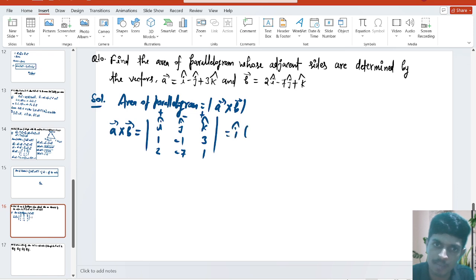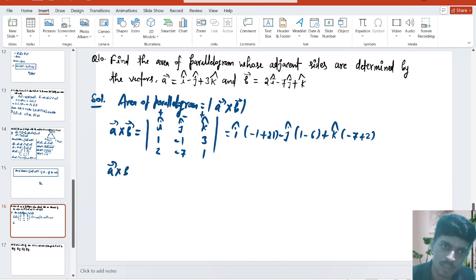Simplifying it, this is I cap, and removing the first row and first column, you get 1 into minus 1 minus 1, 3 into minus 7 minus 21, plus 21. Okay, along R1 we can simplify it. This is minus j cap, and removing the second column and first row, you get 1 into 1, 1, 2 into 3 is 6, and this is plus k cap. Removing the third column and first row, you get minus 7 into 1, minus 7, and 2 into minus 1, minus 2, and taking minus, it becomes plus 2. Simplifying it, we get vector A cross vector B.